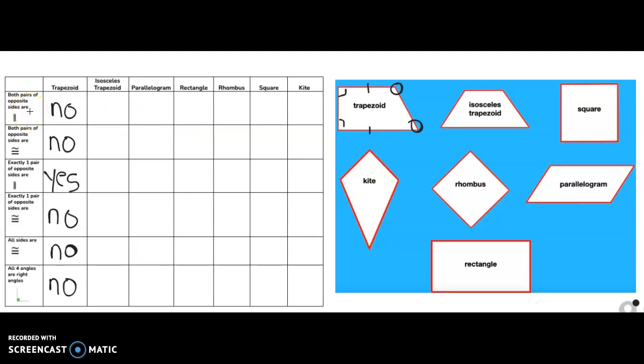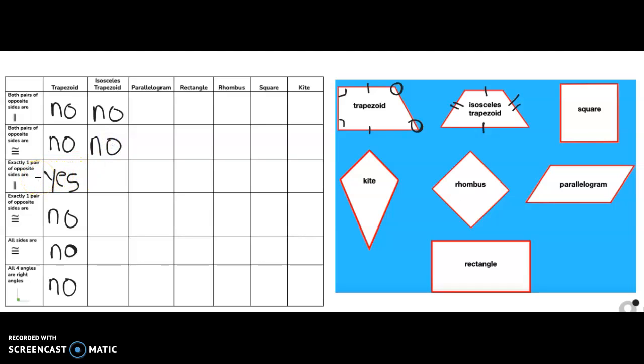Okay, the first question again is, both pairs of opposite sides are parallel. Well, this side here and this side here are parallel, but it's only one pair, not both of them. So this would be a no. Both pairs of opposite sides are congruent. Nope. This length right here and this bottom one, they are not congruent because this one is shorter than this one. However, this side right here is congruent to this side, but that doesn't answer this question, so I'm going to put no right here.